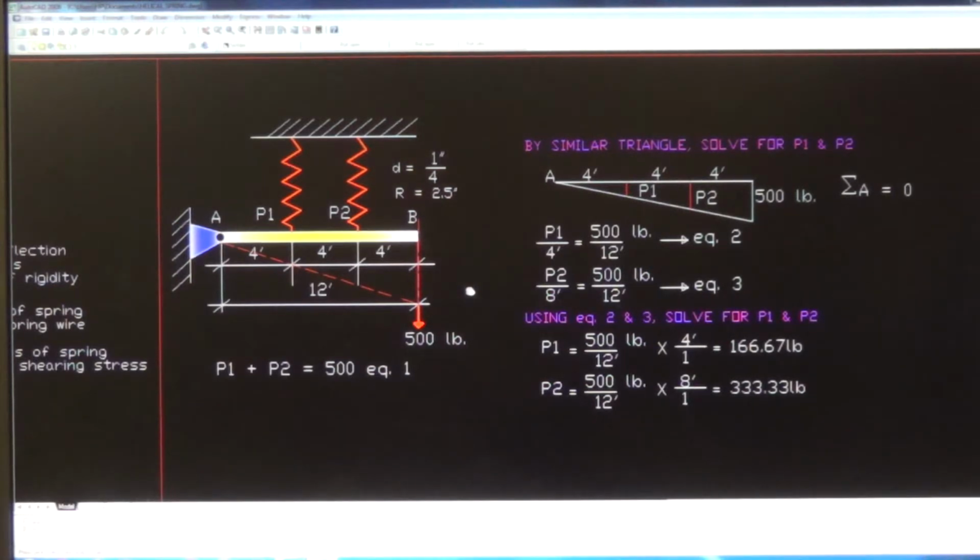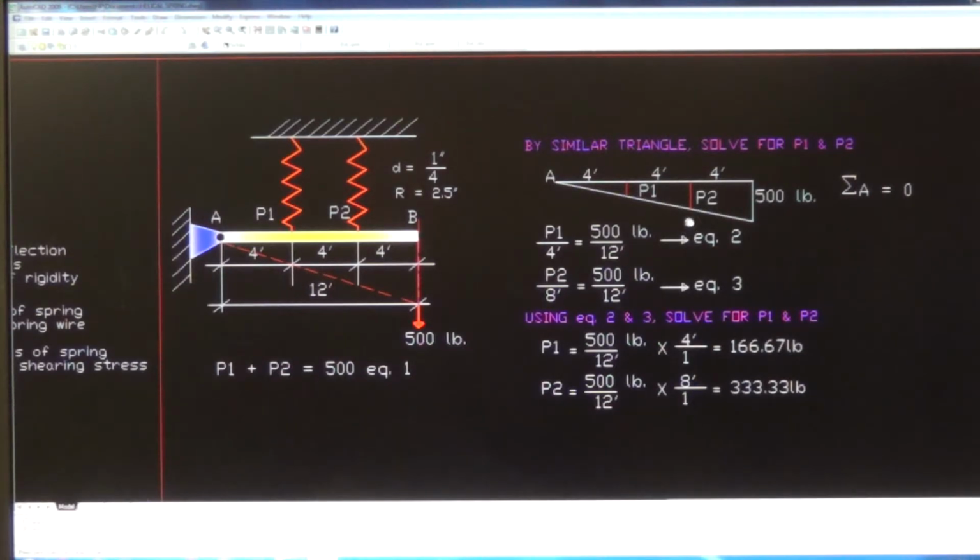And by saying that P1 is smaller than P2 and P2 is smaller than the applied load, we can write this formula by writing P1 plus P2 is equal to 500 pounds. This is equation 1. This is the general equation of the load analysis. Okay, so whatever we get here, we have to substitute to make sure that our answers are correct.